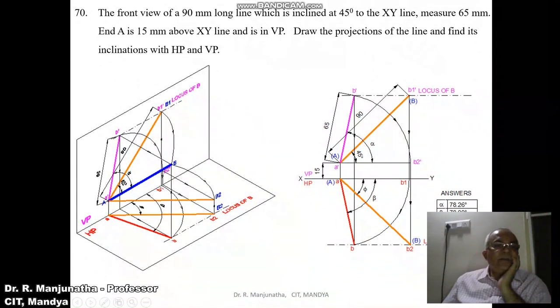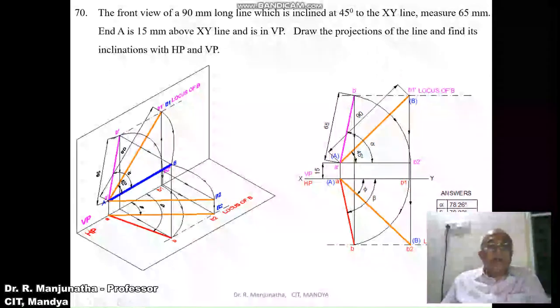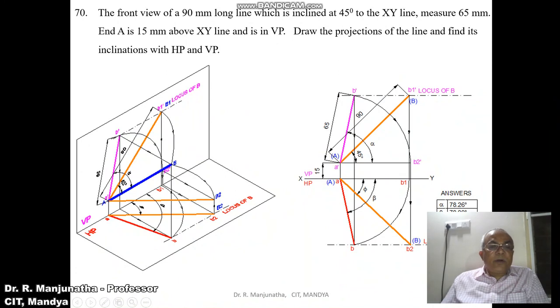As we know that the front view point is known, the top view point of B should lie on this end projector. So you draw a vertical projector till the XY line, and from here you draw a projector again in the horizontal plane. But it will go independent, because the top view point should lie on this end projector.